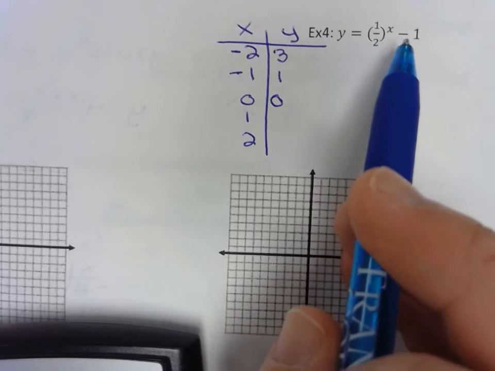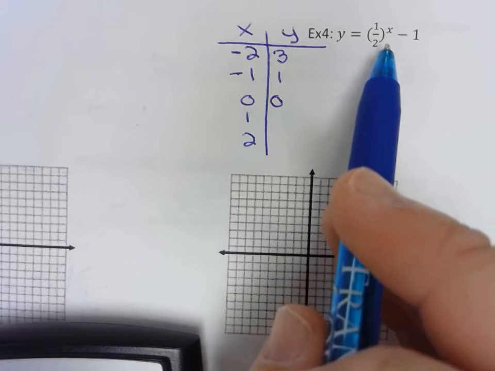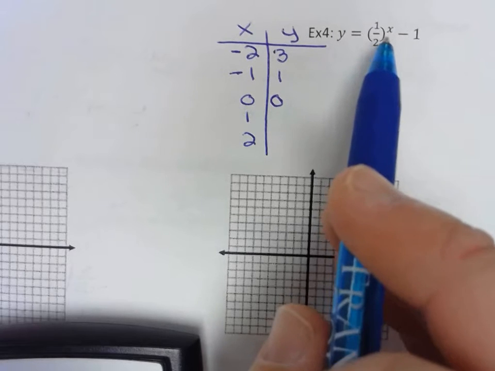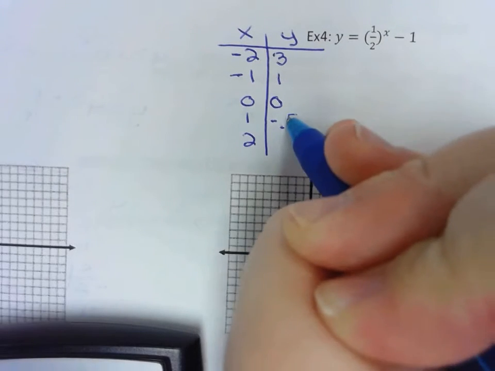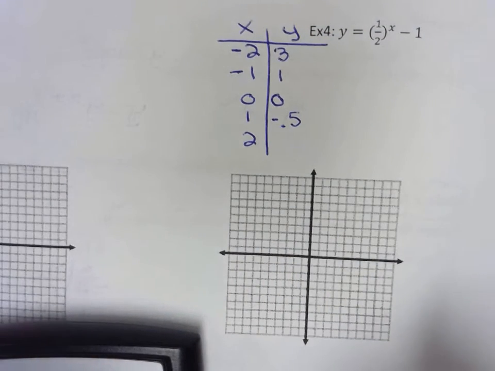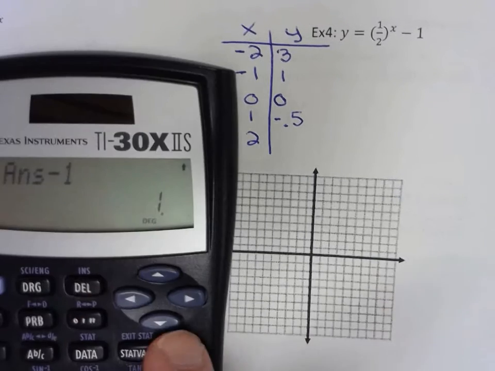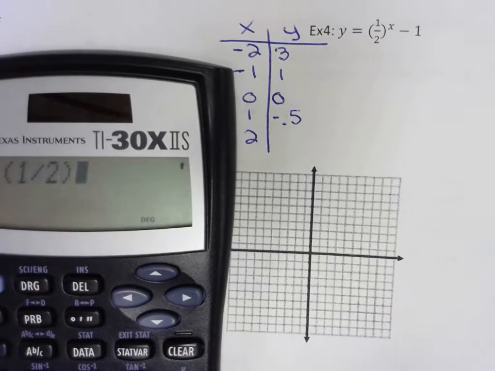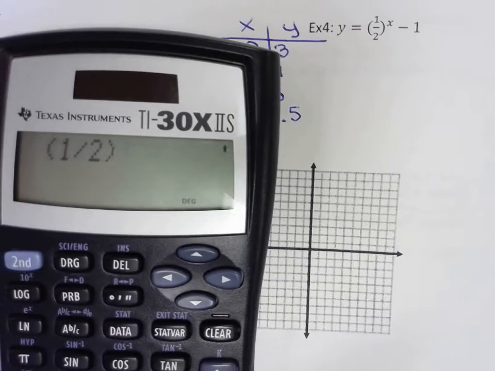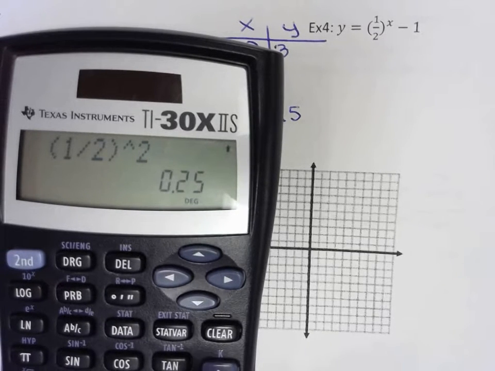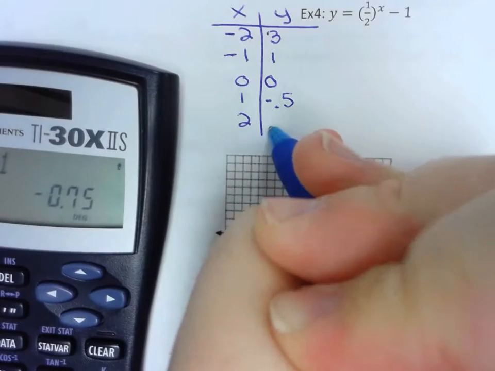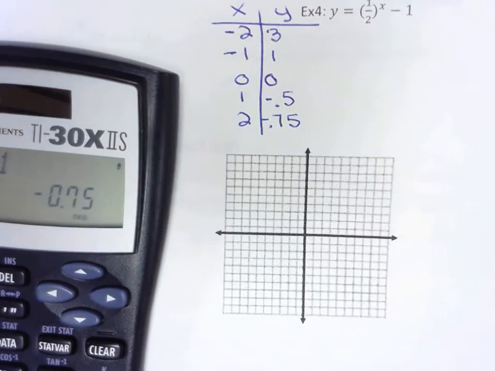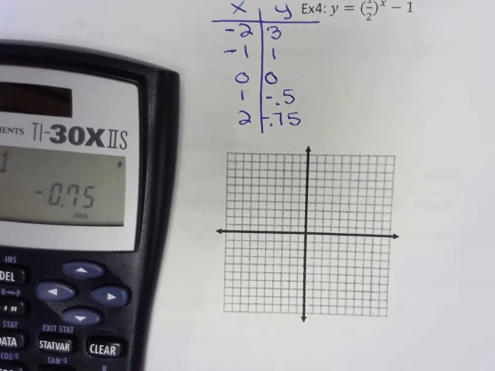What is 1/2 to the first power? 0.5, or 1/2. What is 0.5 minus 1? Negative 0.5, or -1/2. You can do decimal or fraction, I don't really care. Now let's do a 2. I'm going to use the calculator for this one. 1/2 to the second power, 0.25, and then minus 1, -0.75. You can just use decimals. I'm not going to be picky. If you want to do fractions or decimals, I don't really care.